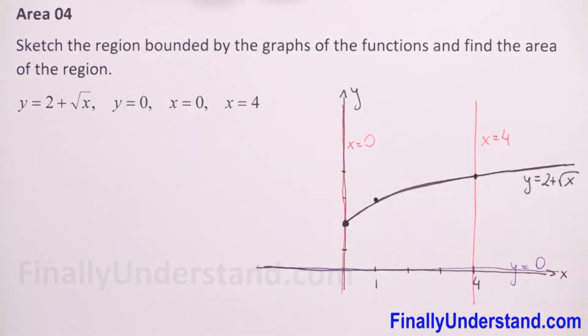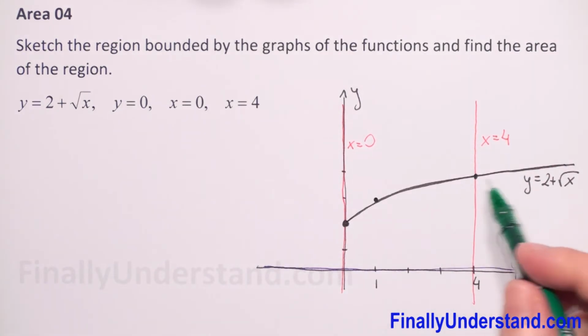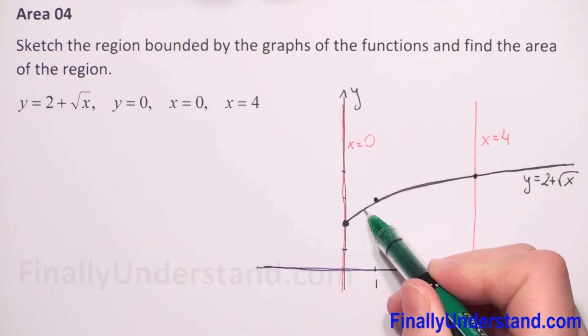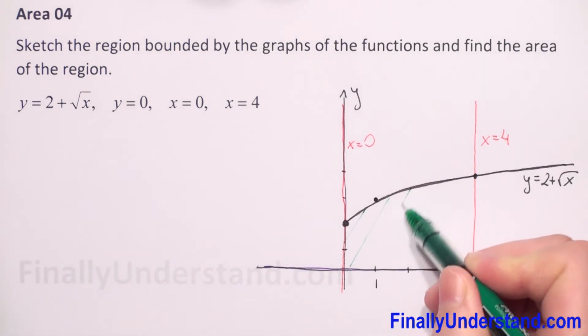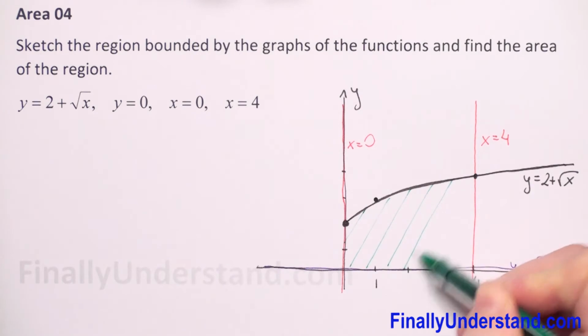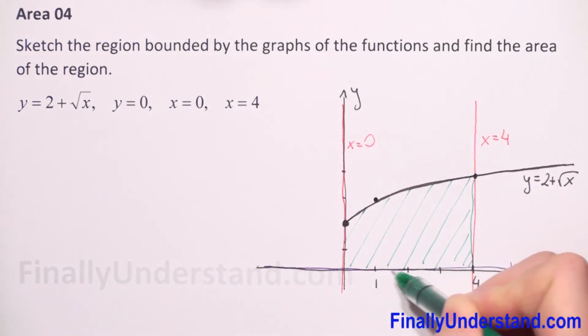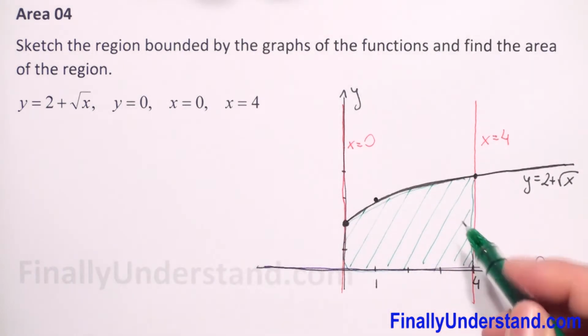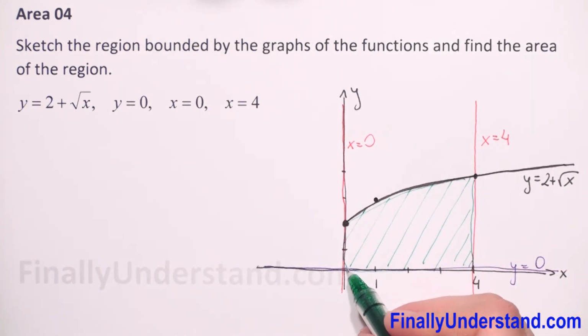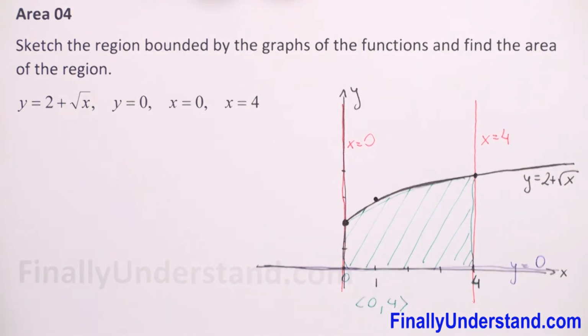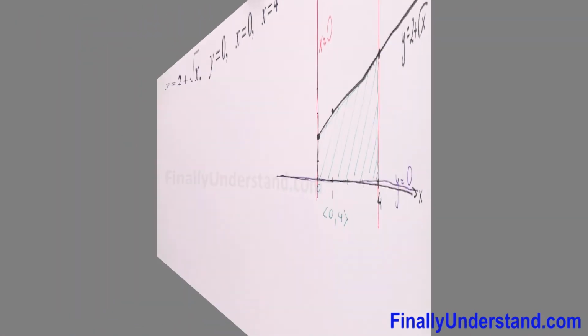And we see that we got an area between these four curves. This is our area which we need to calculate. We have a closed interval here. Our area is between the closed interval from 0 to 4. To find this area, we will use a definite integral.